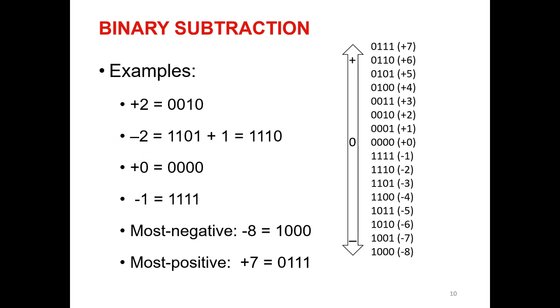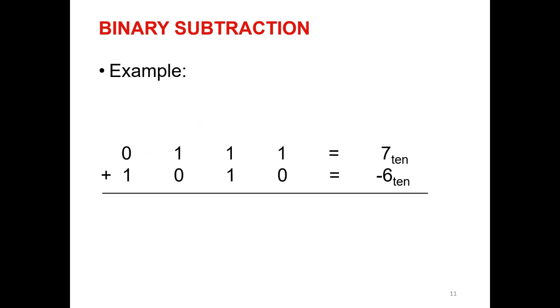So let's see an example of subtraction. Imagine that now I want to subtract 6 from 7. For representing the 7, we know how to do this. And what about representing the 6? For representing the 6, we have the number 6, which with 4 bits is 0, 1, 1, 0.